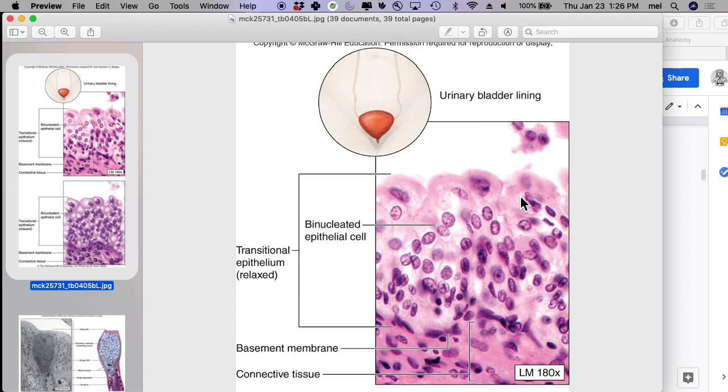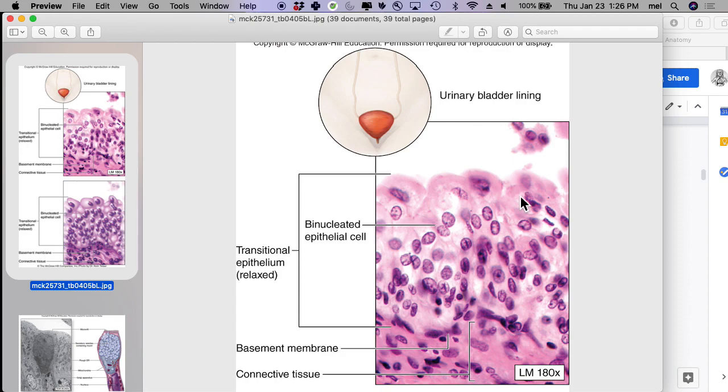Okay. And this is what it looks like when the urinary bladder is empty. But this tissue is capable of stretching. So the urinary bladder can hold a couple drops to a full pint of urine, right? So this is what it looks like on the lining of the urinary bladder when it's empty, okay? What do you think this tissue would look like when it was full? Yeah, it would look just like another tissue.